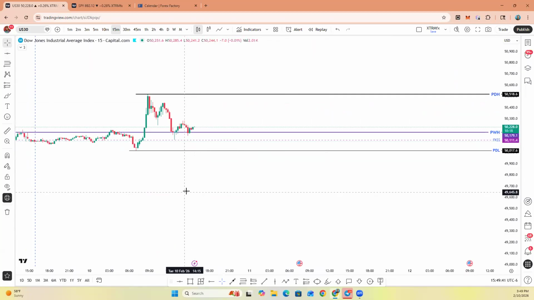I learned this from Jess. Where's price at right now? And where could it possibly go? Right now it's sitting on a weekly high. We got a previous daily high up here. We got a previous daily low down here.